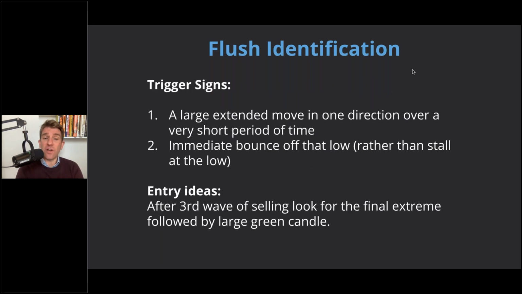So your trigger signs for your flush is your large extended move in one direction, we'll look at an example in a moment, over a very, very short period of time, and an immediate bounce off the low rather than a stall. And then we're looking to go in. And it's three waves, very, very important. We want one wave of selling if it's from the downside, a second wave, and the third wave is when we see that final extreme followed by the large green candle. So we see the extension, pause, extension, normally a deeper pullback, final extension, just like a vomit of price, bang, last big move. And then we're not going to try and be clever. We're going to wait for the first green candle after that.